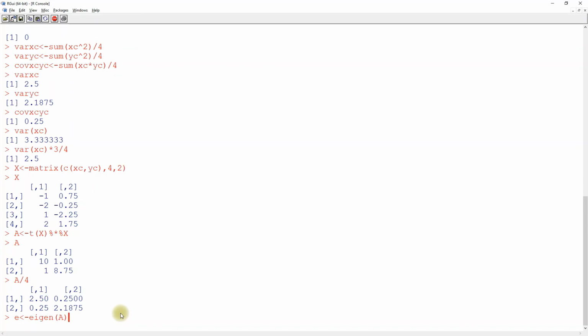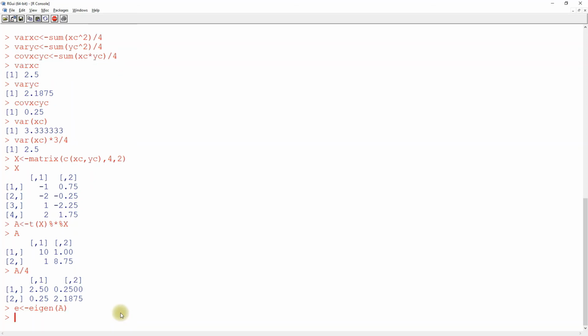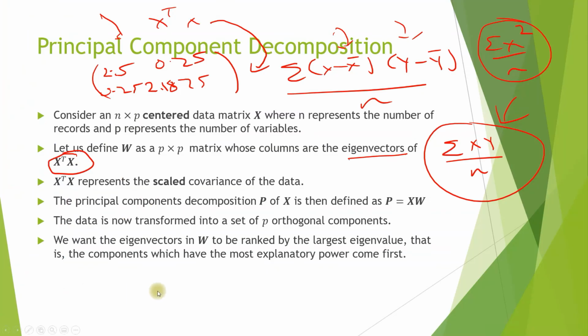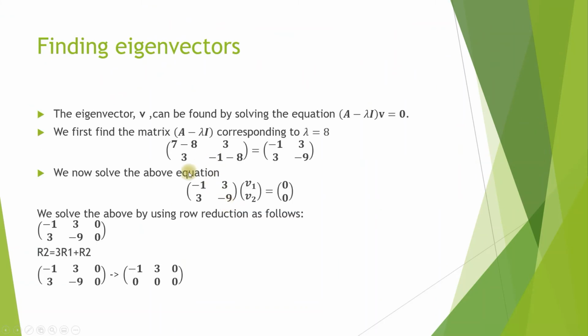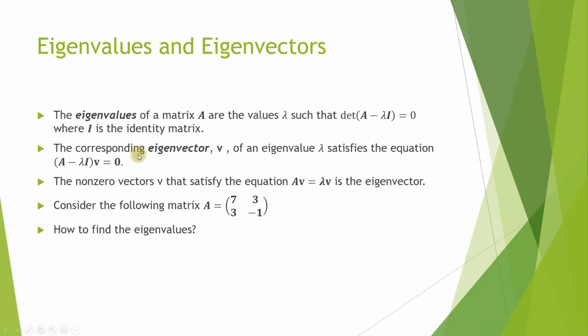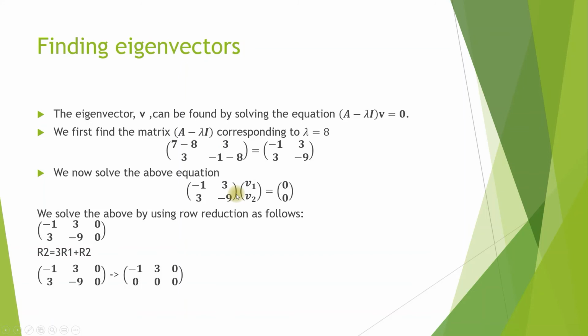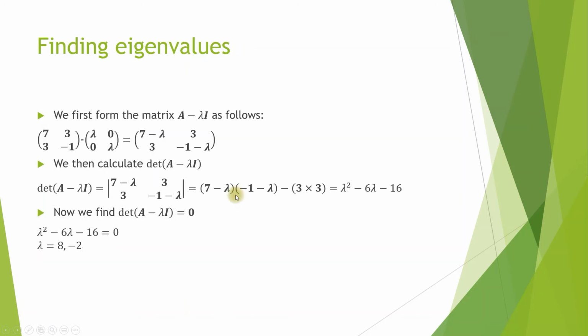Now, you have to understand again that when you are doing the eigen of A, if you were to find the eigenvalues or eigenvectors of this data using these different principles that I explained to you here, you may be surprised that you may not get exactly the same result that R is giving you.